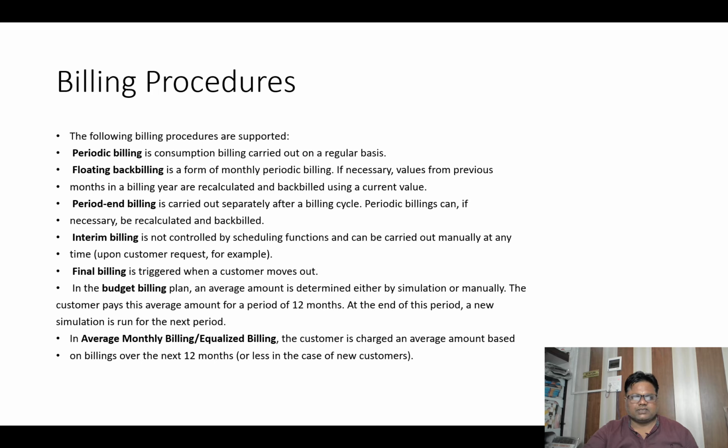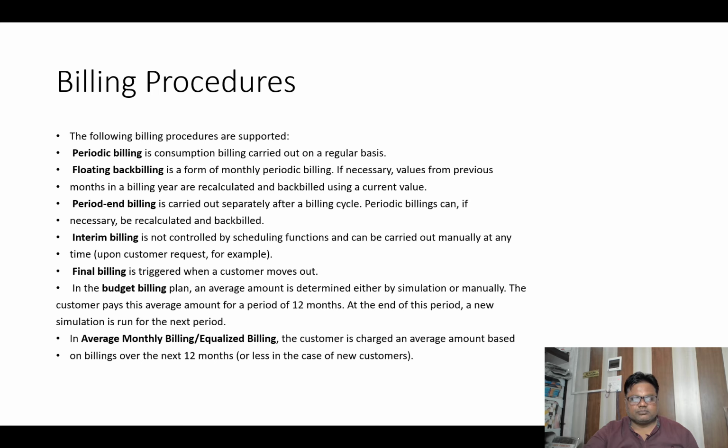Interim billing is not controlled by scheduling functions and can be carried out manually at any time upon customer request, for example. Final billing is triggered when a customer moves out.